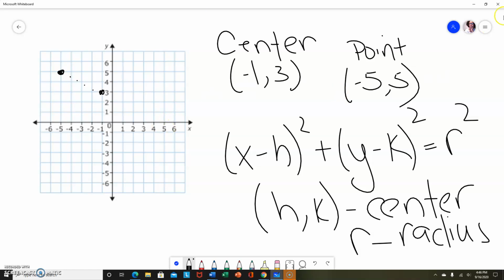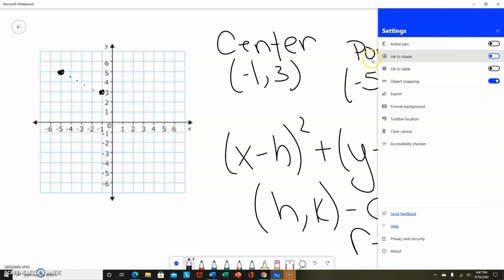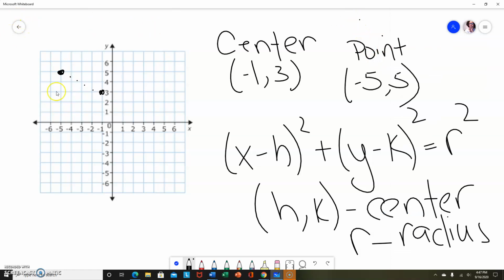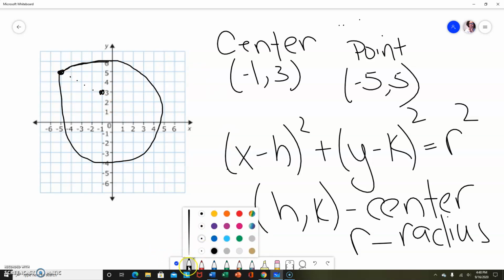Let's see if I can draw it. Oops, wrong button. I couldn't find my circle, so I'm just going to attempt it. Hopefully you get the point. So here's my center, and this definitely doesn't look correct, but let's pretend it is. I know that I'm looking for this distance here, and I can find the distance using the distance formula. So let's do that.